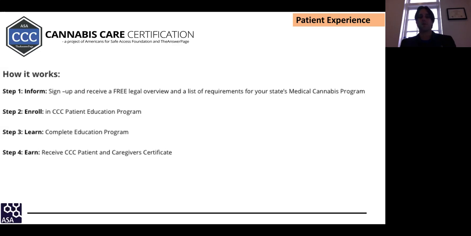There is some good news if you live in DC, though, and we'll talk about that soon. But a lot of dispensaries buy up packages of CCC to offer it for free to their patients at their dispensary. And basically, once you're enrolled, you get to complete the education program, and you receive a certificate that shows you are familiar with your program and have completed the requisite information.